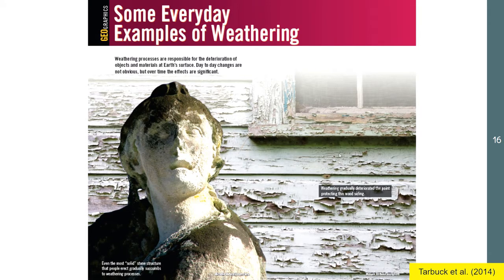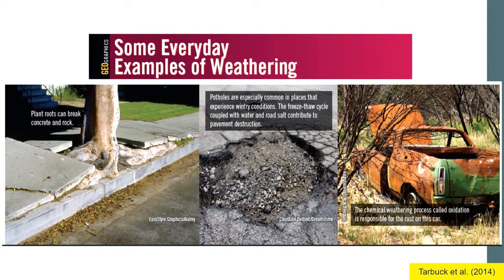Here are some everyday examples of weathering. Weathering processes are responsible for the deterioration of objects and materials on Earth's surface. We can see weathering causing the deterioration of paint on this wood siding, and we can see here a stone structure, possibly marble, that eventually succumbs to weathering processes and becomes deteriorated over time. We can also see tree roots breaking concrete and rock, as the roots spread underneath the cement.